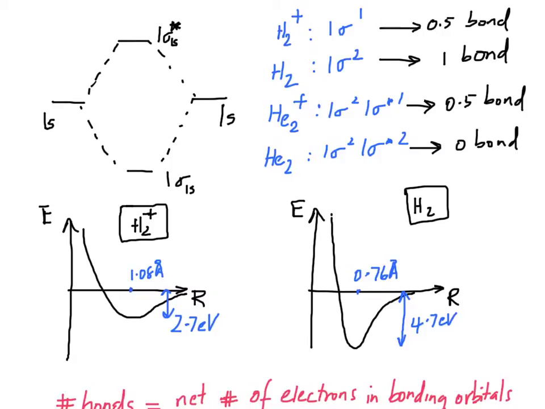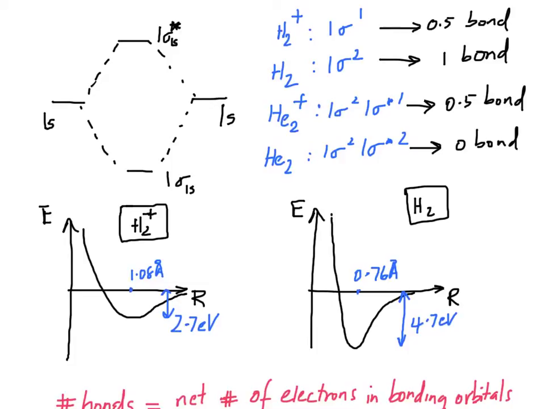So according to our definition, H2 plus has half a bond because it has just 1 electron total, and that 1 electron is in the bonding orbital, so it's 1 divided by 2. So H2 plus displays half a bond. H2, the neutral H2 molecule, as we just discussed, displays 1 bond. The He2 plus system has a total of 3 electrons, but 2 of them are in the bonding orbital, and the third one is in the antibonding orbital. So the net number of electrons in bonding orbitals is 2 minus 1. That's just 1 electron divided by 2, which gives us half a bond. So He2 plus is expected to be about as stable as H2 plus.